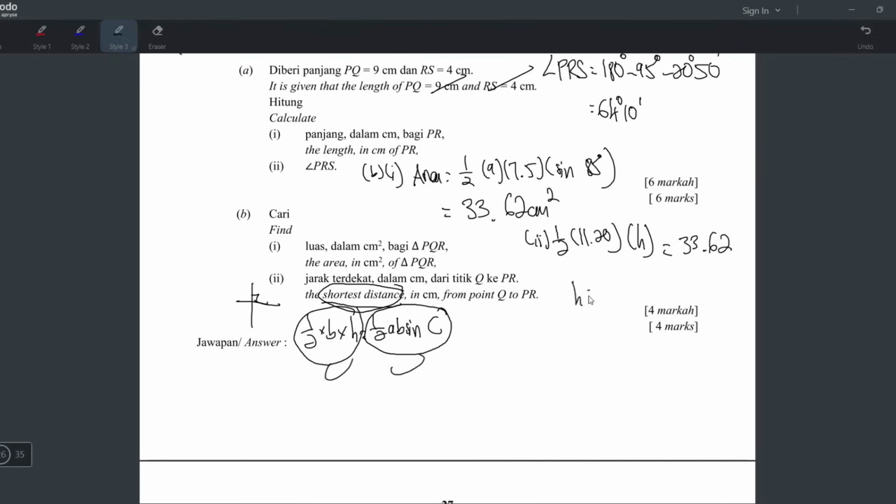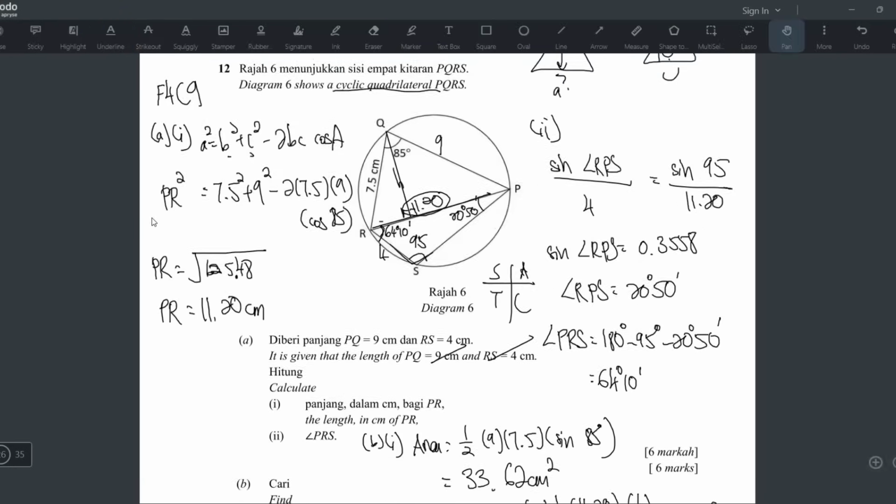So now you can just find your h easily. So you can press 11.2 divide 2 first, and then 33.62 divide answer. So if I write in 4 significant figures, it is 6.004 cm. So that's gonna be the answer. Alright, so this is how you get the full marks for this question. So this question is worth 10 marks.